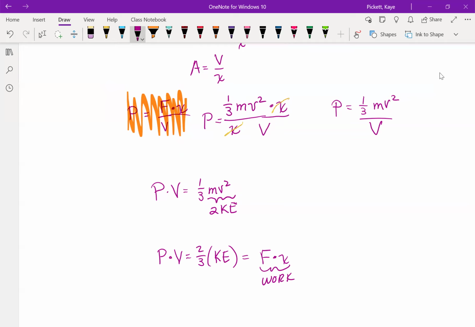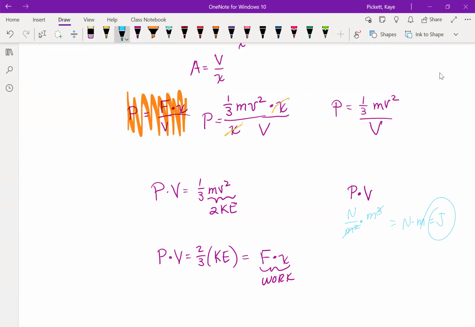Don't believe me? Let's look at the units. Pressure times volume. Pressure is force per area, that's newtons per meter squared. Volume is cubic meters. Bam, that's a newton meter, and that's a joule. Pressure times volume is energy.